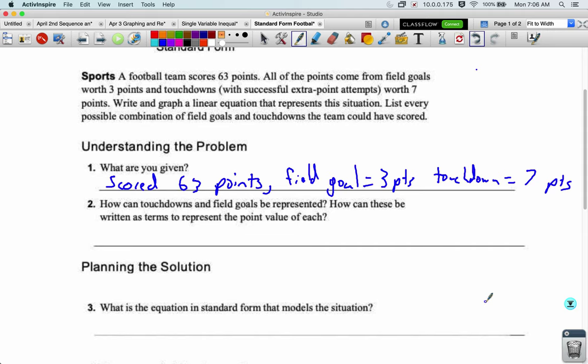All right, how can touchdowns and field goals be represented? How can these be written in terms to represent the point value of each? So we might want to go with F and T, but because we know that we're eventually going to graph this, we're going to use x and y. So we'll say x equals number of touchdowns, and we'll say y equals number of field goals.